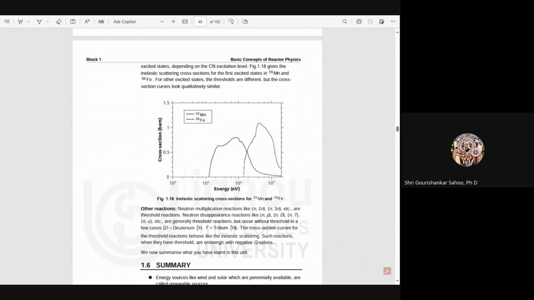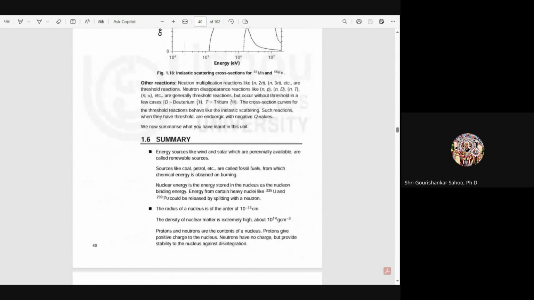Neutron multiplication reactions like n,2n are threshold reactions. Neutron disappearance reactions like n,p, n,d, n,t, n,alpha are generally threshold reactions, but occur without threshold in a few cases, for example with deuterium, tritium, etc. The cross section curve for the threshold reactions behaves like the inelastic scattering. Such reactions, when they have threshold, are endoergic, that absorb energy, with negative Q value.